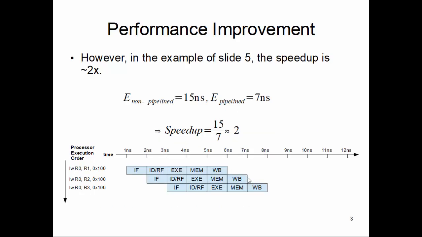Now, in this specific example, we saw that the non-pipelined execution is 15 nanoseconds and the pipelined execution is 7 nanoseconds. So your speedup is almost 2, a little more than 2. But we said this is a 5-stage execution, so we should have got at least near 5 as a speedup, right? Why didn't that happen? It didn't happen because we are considering only a few instructions here, like 3 instructions.